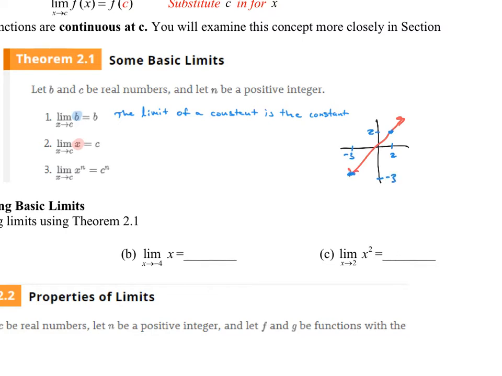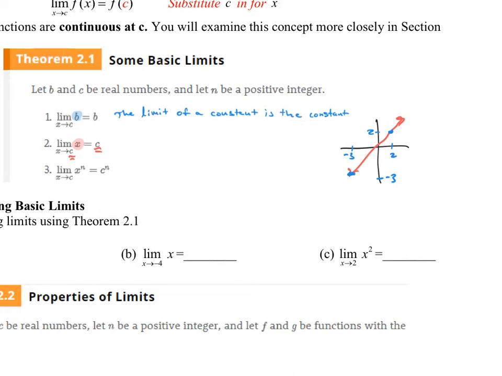So no matter what your x value is, that's what your answer is. And so if you look over here and you notice in the rule, you give me the x value, that x value is the answer. So the limit of x is that x value. The limit as x approaches c of x is c. Okay? Likewise, the next one works.